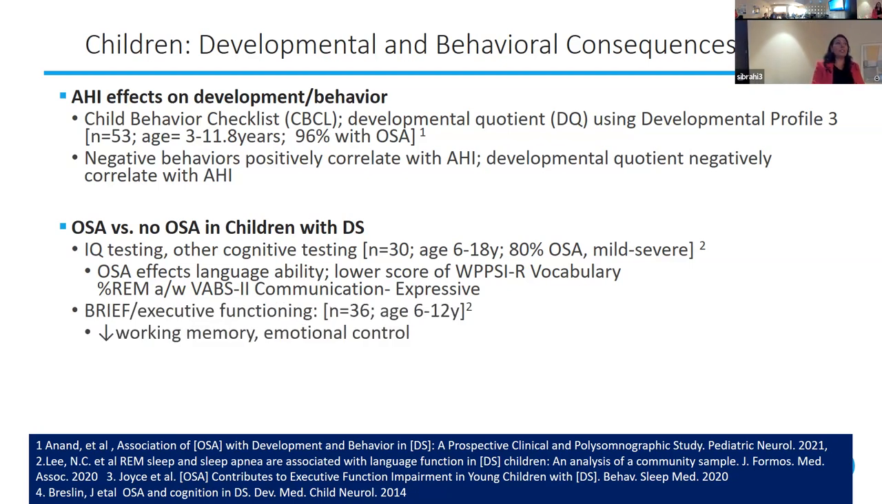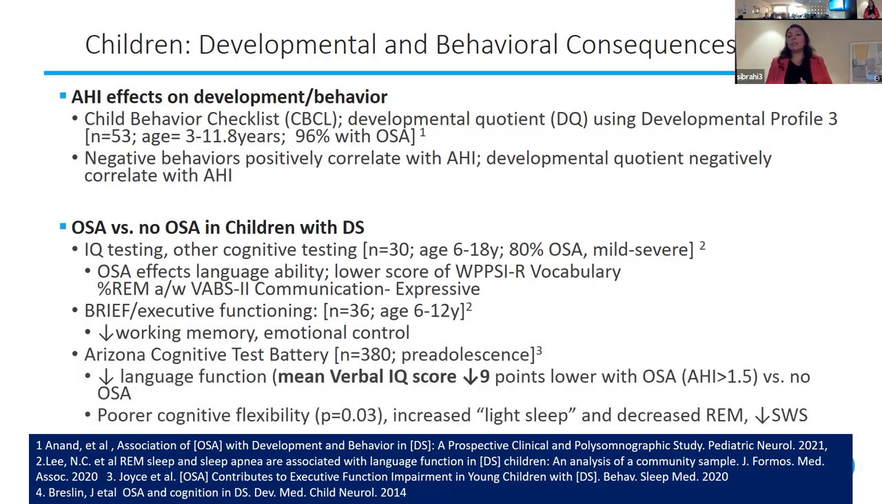Using the BRIEF, which is a measure of executive functioning in children, having sleep apnea was more correlated with a decrease in working memory and emotional control. And then lastly, using the Arizona Cognitive Test Battery, poor cognitive flexibility and decreased language functions were associated with having obstructive sleep apnea compared to those who didn't.